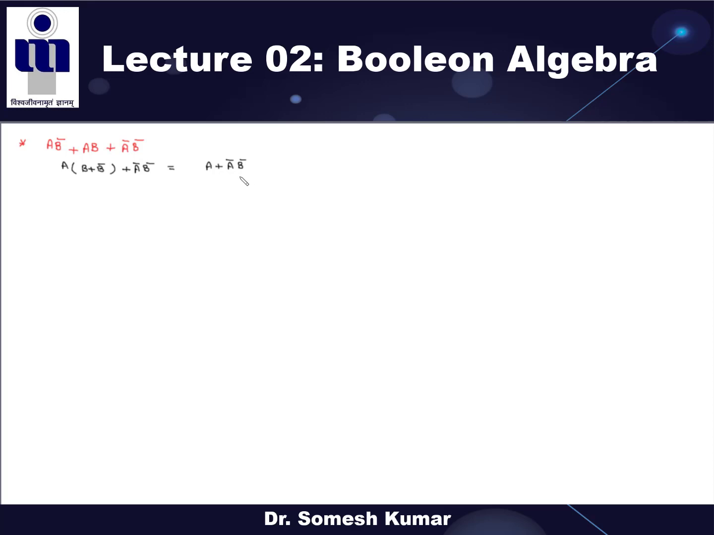Here also we can solve it further. We can expand it using the distribution theorem. In the previous lecture I told you about the distribution theorem. So using the distribution theorem we can further solve it. This becomes 1 and the final minimized expression is this. Clear? Now I am taking one more example.